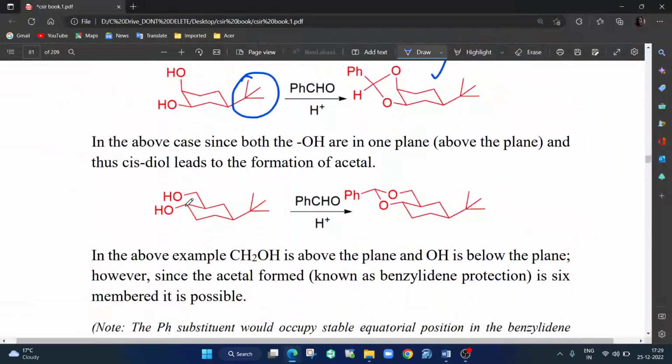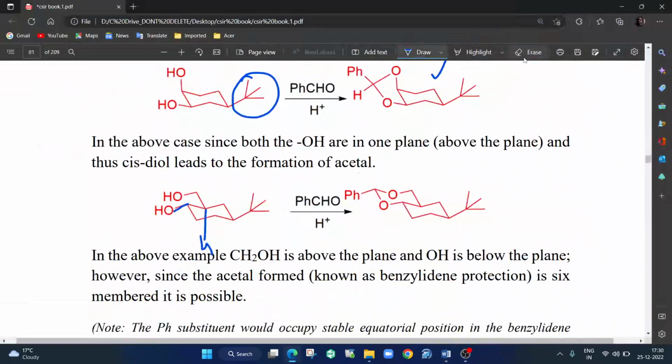But what happens here, see here, this is below the plane and this one is above the plane. Hydrogen is down, CH2OH. But here this concept does not come because it is not a 1,2 diol, it is a 1,3 diol. So it forms a 6-membered ring. This is called benzylidene protection. We use it a lot in carbohydrate chemistry to protect OH at carbon 4 and OH at carbon 6.